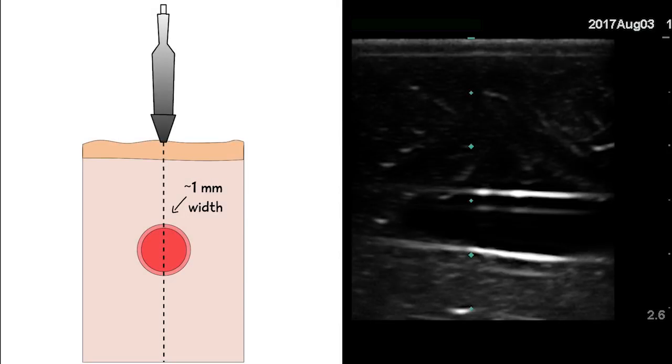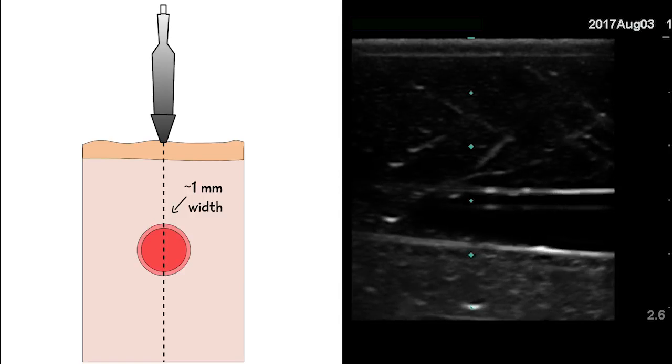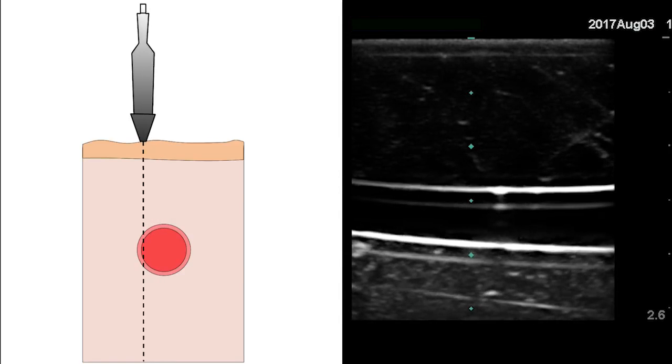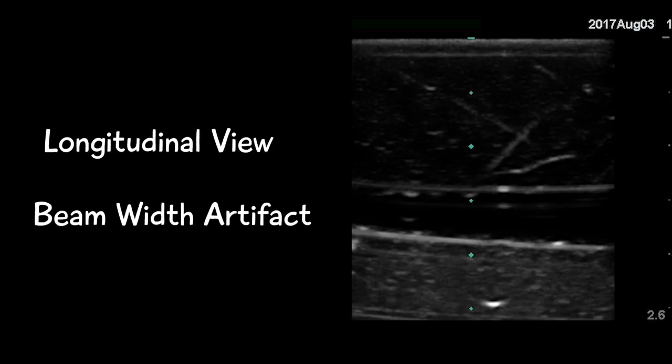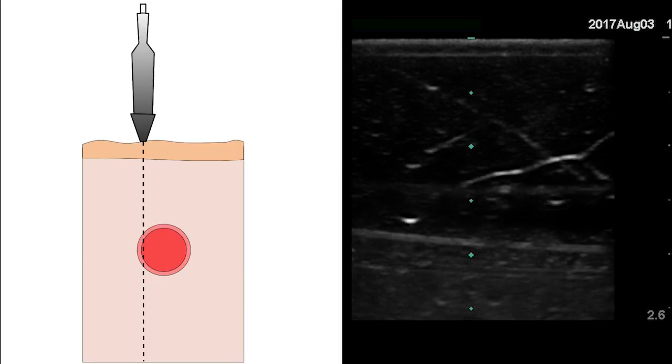Now we will review a few pitfalls to keep in mind. In the longitudinal view, extra care should be taken to maintain the thin 1 mm beam through the center of the vessel. Inadvertently scanning to the edge of the vessel can cause the beam width artifact, which is a distortional image of the walls of the vessel that can be confused for the main target. Moving the probe even more in the same direction will then cause the vessel and artifact to disappear.